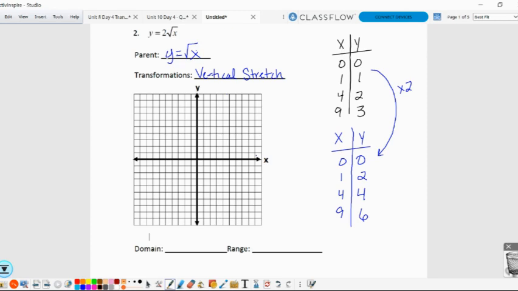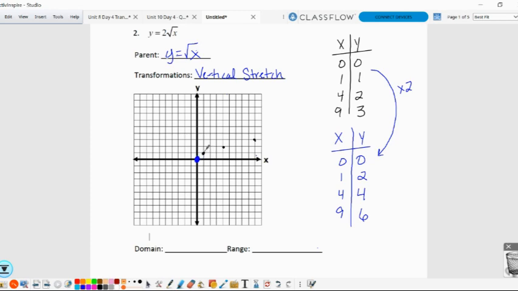Another way to do that is to look at your parent function points on your graph. So I'm plotting 0, 0, 1, 1, and 4, 2, and 9, 3 on my graph. Because this is a vertical stretch, that means that each of these points will be twice as far from the x-axis as they are right now. So the first point is on the x-axis. So when we transform our graph, shown here in blue, that point will not change.